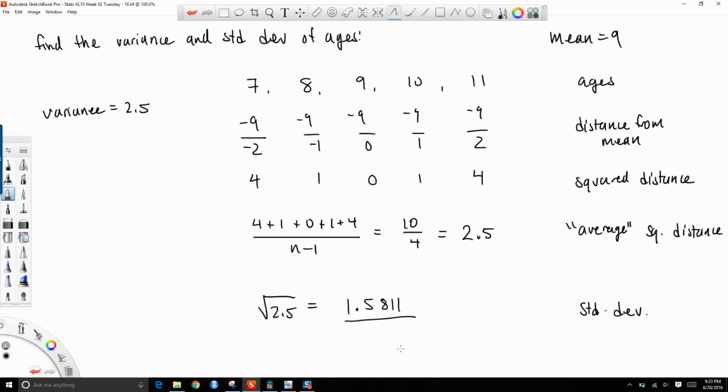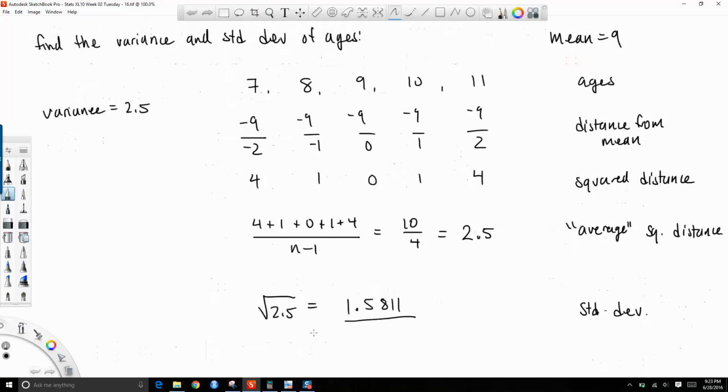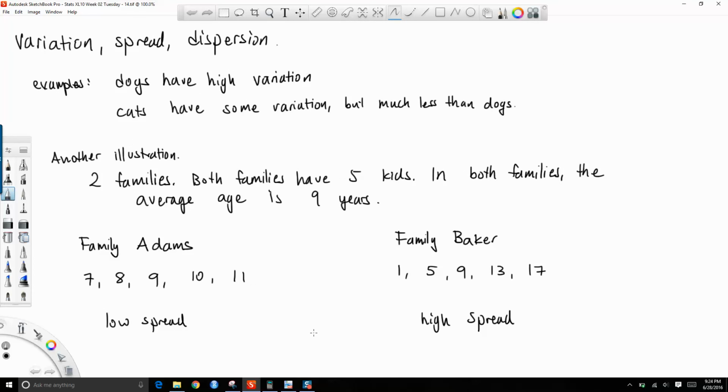But in the Adams family, the standard deviation of ages is 1.581, or the variance of ages is 2.5. And in the Baker family, the standard deviation is 6.324, or the variance is 40, okay? And that would tell us that in the Baker family, the ages are much more spread out, and in the Adams family, the ages are much more close together, okay? And when we saw the two data sets themselves, that was very clear to us.